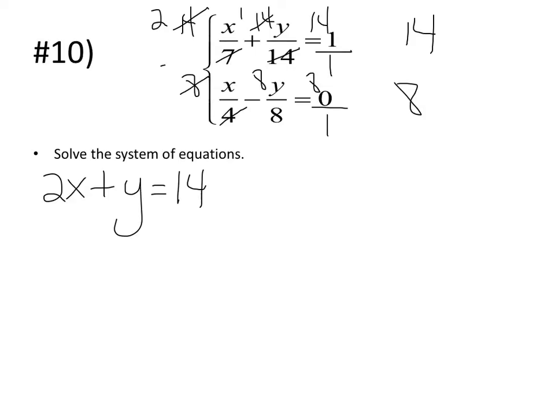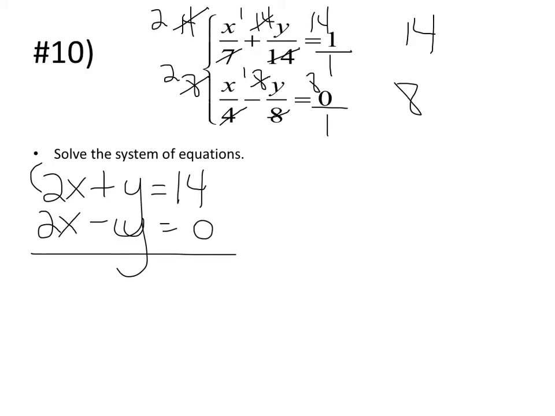8 divided by 4 is 2. 8 divided by 8 is 1. And 8 divided by 1 is just 8. So now we multiply. 2 times x is 2x. Minus 1 times y is just y, is equal to 8 times 0 is just 0. Okay? So our y's actually already cancel.